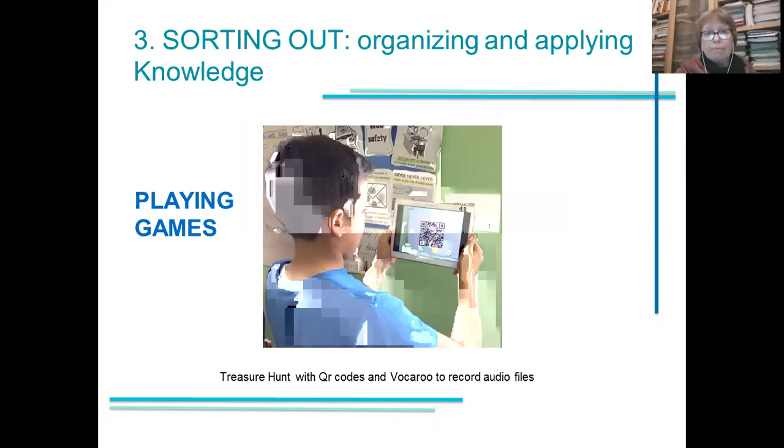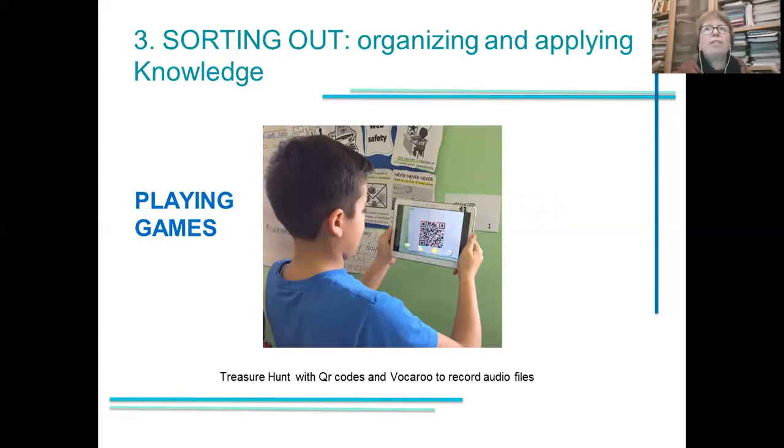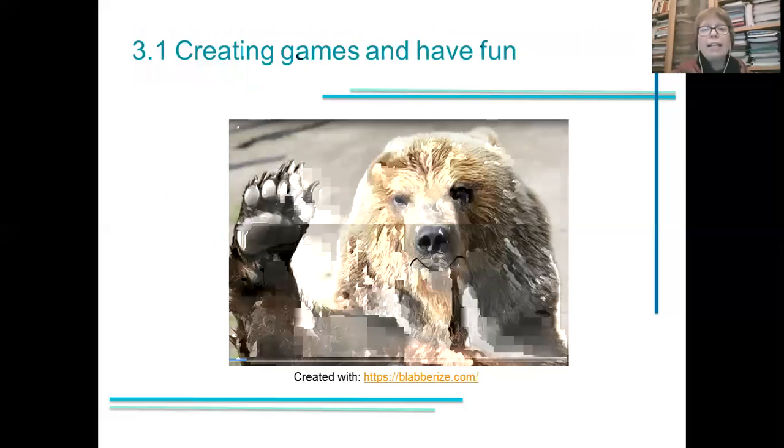Last step, a couple of minutes and then I will finish. Sorting out. Sorting out is, first I have activated prior knowledge. Then I have created a lot of activities through which children learn the content in a fun and active way. And then we have to use this content to do something. So we have to organize what we have learned. So it's time to play games. Children can create games.